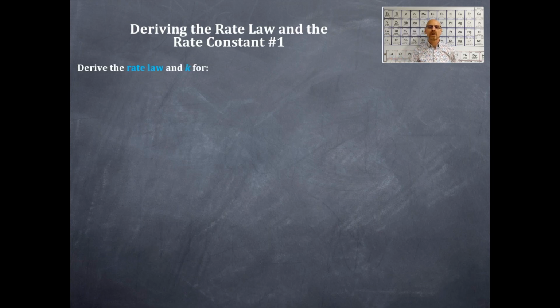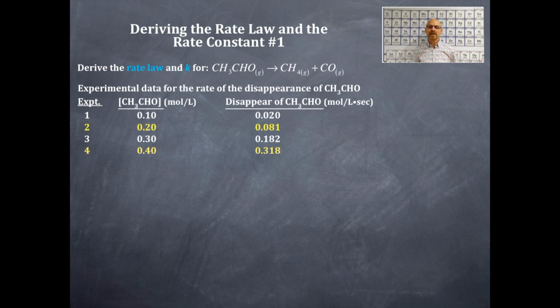Okay, we're going to derive the rate law and the rate constant, that is K, for the following equation. That is CH3CHO producing CH4, that is methane, and CO, which is carbon monoxide. Okay, so here's some experimental data for this rate law of the disappearance of that reactant, that is the CH3CHO. We have experiments 1 through 4.